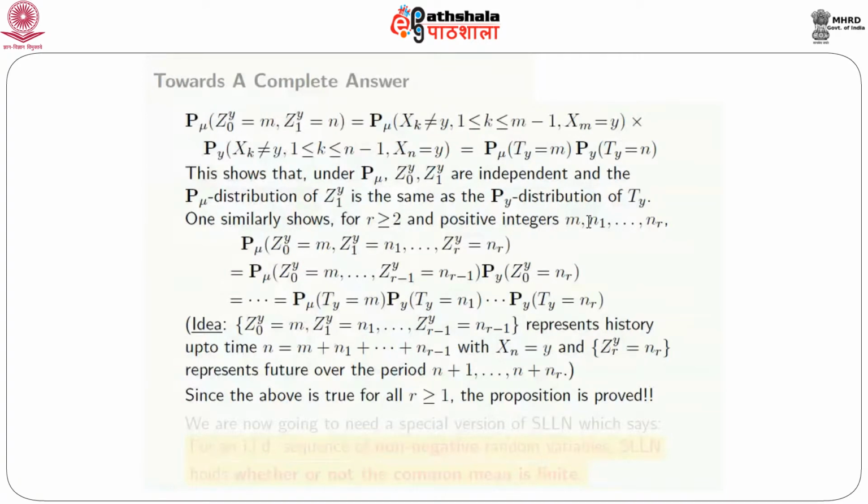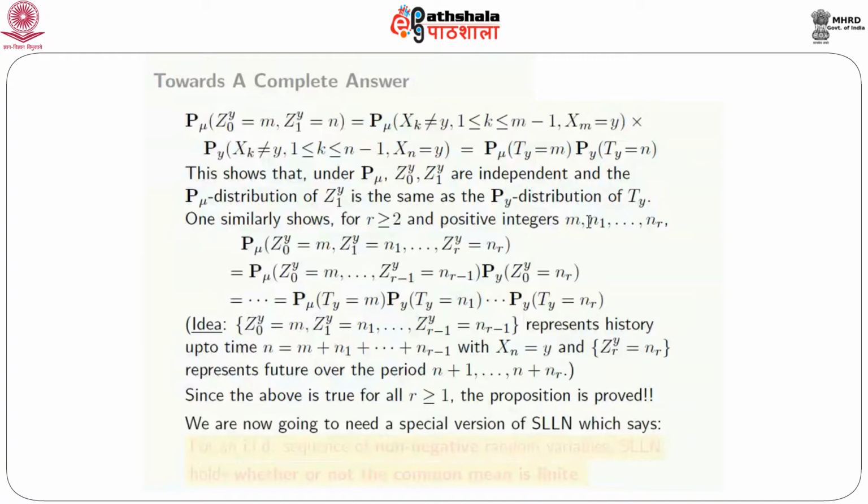Why? Because this shows that not only are z0y, z1y, etc., zry independent under p mu, because the joint probability can be written as a product, but more importantly, this factorization, especially the second, third, up to the rth factor, also identifies the p mu distribution of z1, z2, etc., zr. And you see that all of them are the same, namely the py distribution of ty. So that was to be proved. So the proposition is proved.